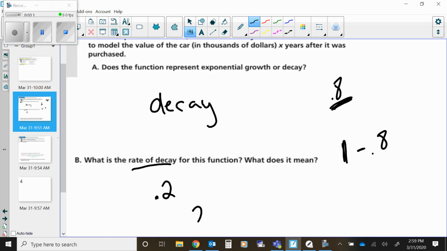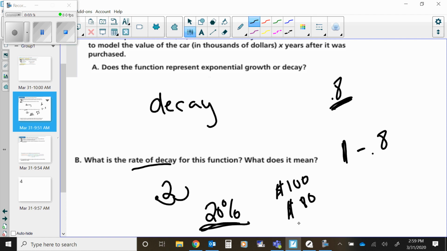And what does that mean? It means that the car is losing 20% of its value each year. Move the decimal place, 20%. Each year the car is going to be worth less than it was the year before. It's going to be worth 20% less. So if it was worth 100 the first time, it would then be worth 80. We're just doing $100, nice and easy numbers. Then you would do 20% of 80, and that's how much it would be the next year. All right, so keep going on.